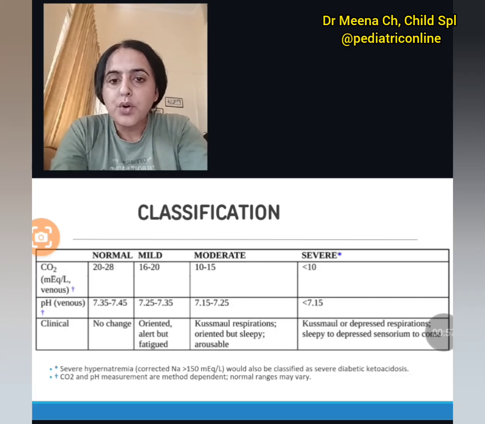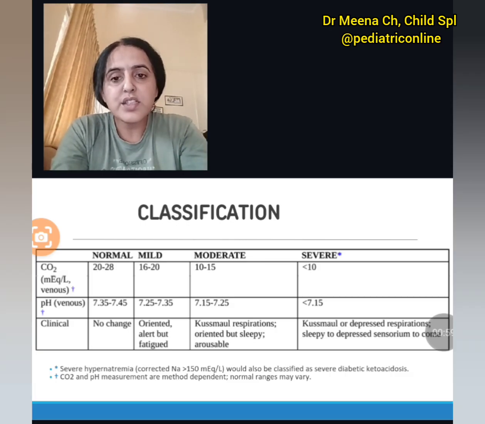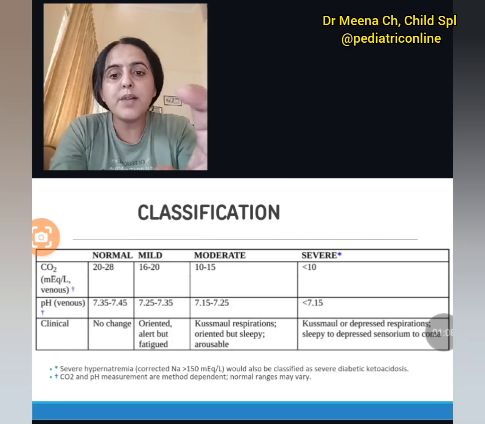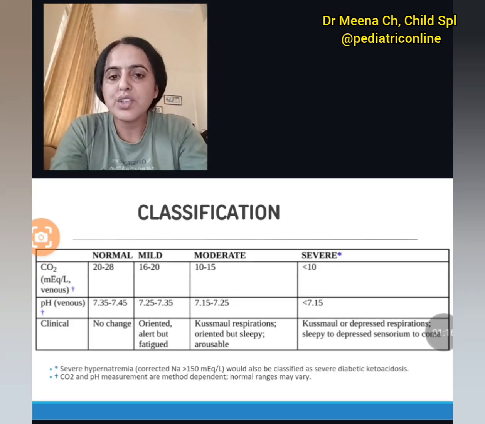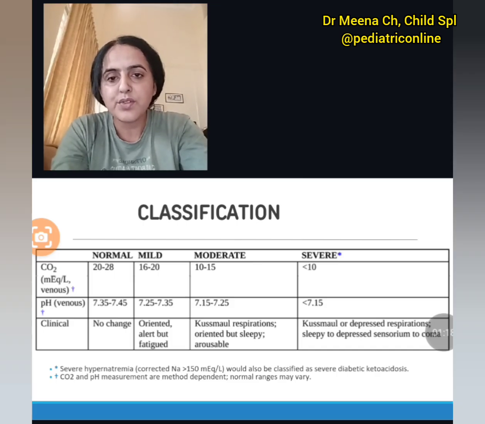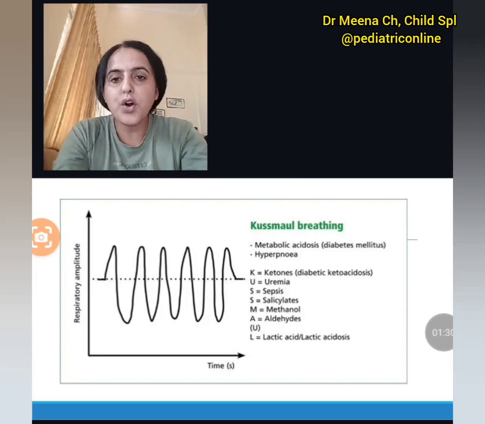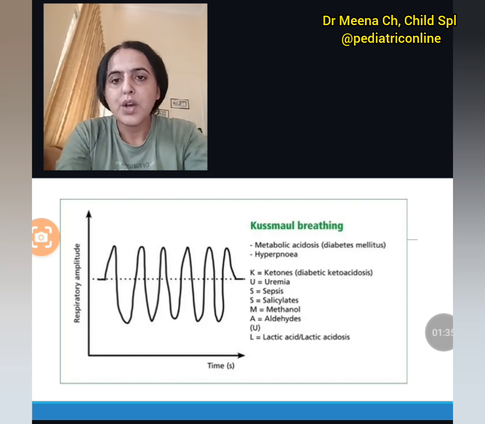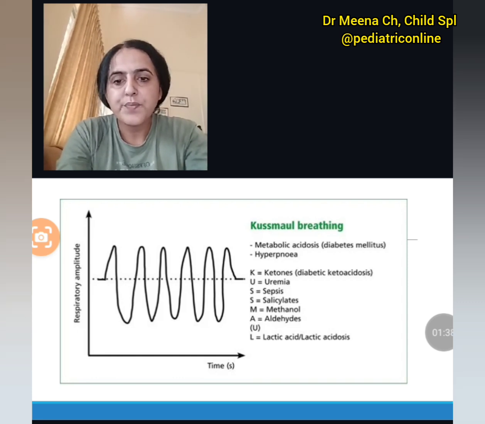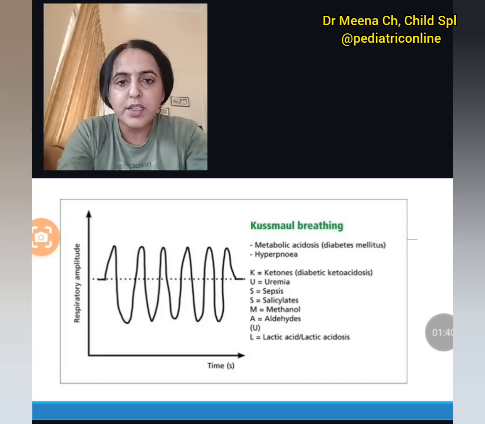In case there are associated electrolyte disturbances with diabetic ketoacidosis, if the sodium levels are more than 150 milliequivalent per liter, you'll categorize this as severe diabetic ketoacidosis. This is the Kussmaul's breathing pattern, right? The patient has a deep breathing pattern, right? Hyperpnea is there.